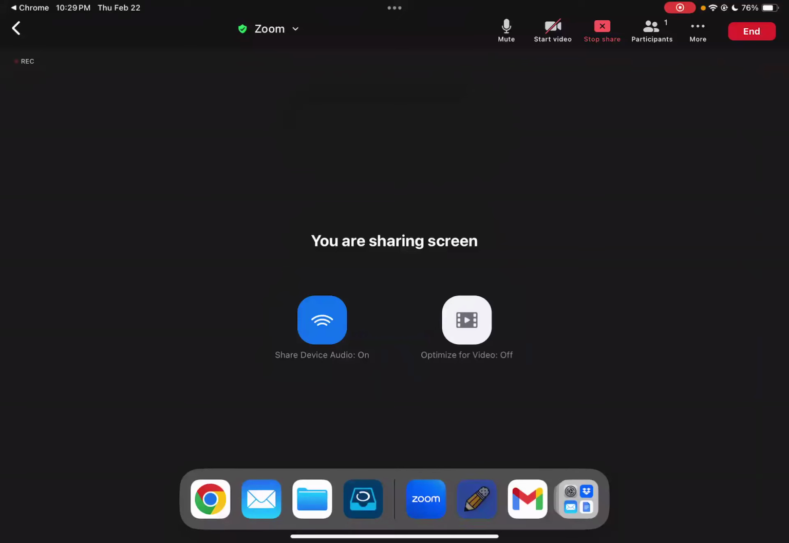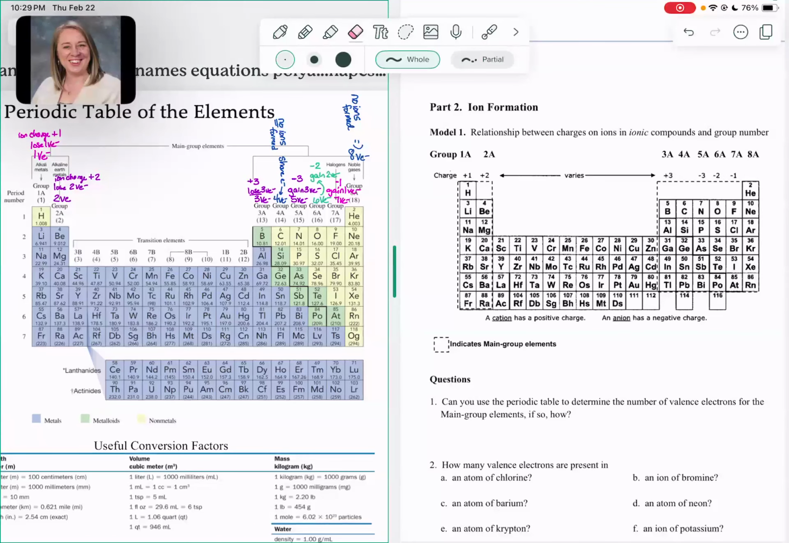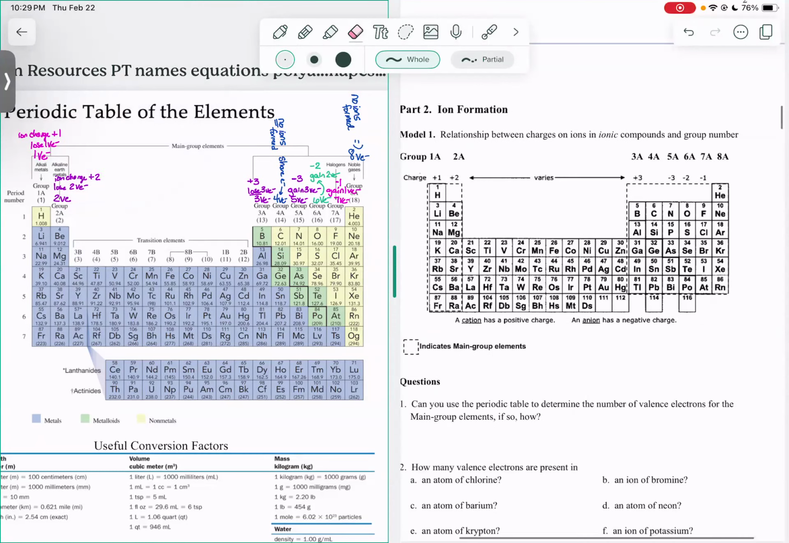Okay. So we are on chapter 3, Valence and Ionic Compounds, part 2. We're trying to understand the relationship between the charges on ions that are going to be in ionic compounds and what group they are in. What we have here on this periodic table is a simplified version of what we did in the last video. We can stick with our old one, or we can use the new one. Either way, you should have watched part 1.